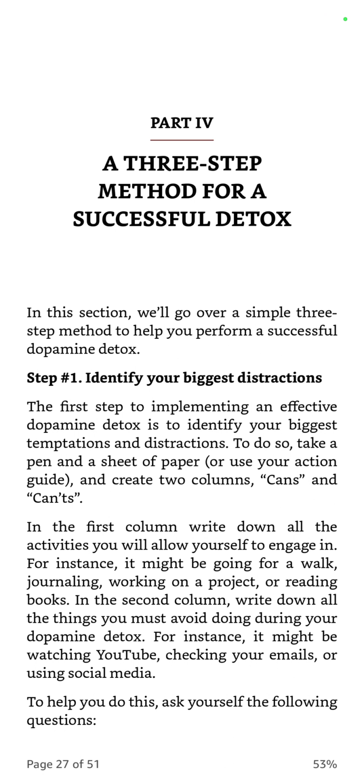The first step to implementing an effective dopamine detox is to identify your biggest temptation and distraction. To do so, take a pen and a sheet of paper or use your action guide and create two columns, cans and can'ts. In the first column, write down all the activities you will allow yourself to engage in. For instance, it might be going for a walk, journaling, working on a project, or reading books.